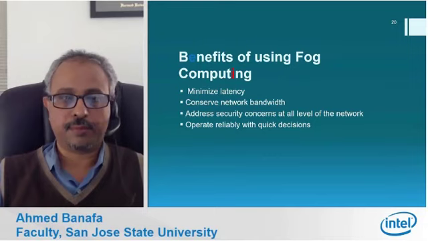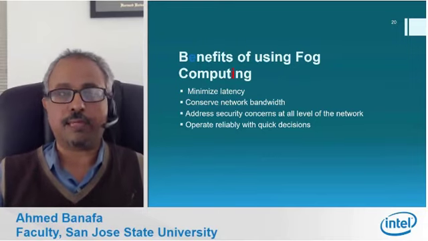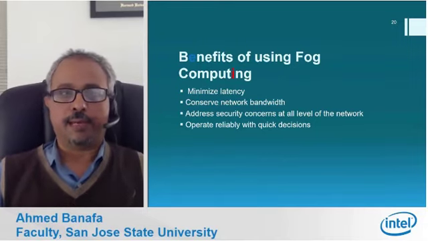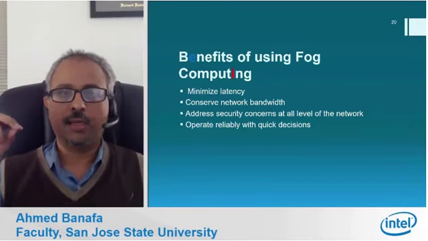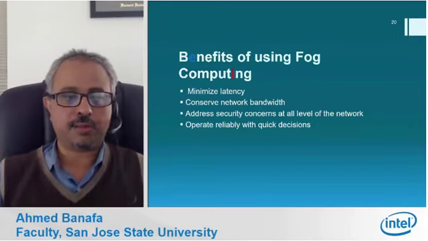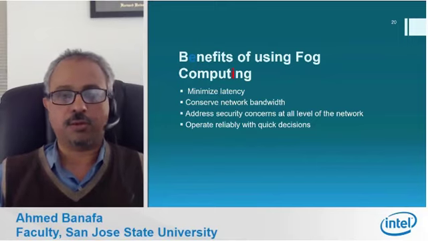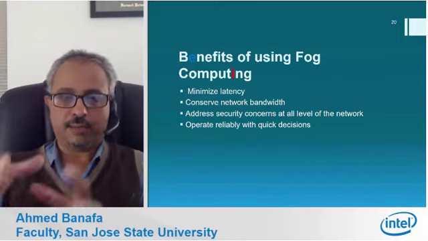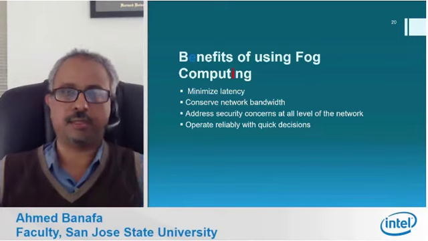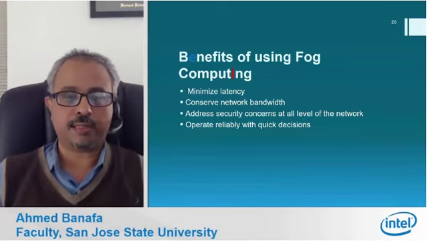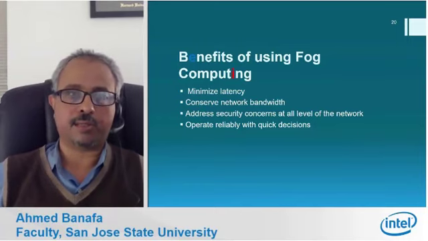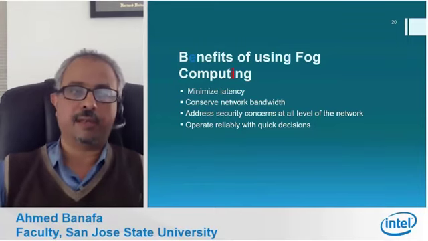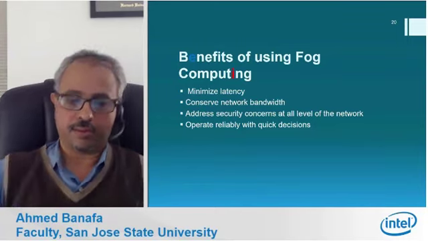The benefits of using fog or edge computing are to minimize latency. This is number one. Conserve the network bandwidth, extremely important. It means you can send more and more important information. Address security concerns at all levels of the network, because you can secure each one of the nodes. Operate reliably with a quick decision. So it's a reliable way. It's a quick decision at the level of the local nodes.